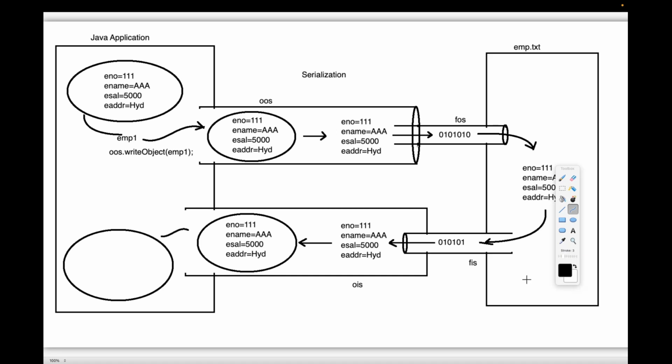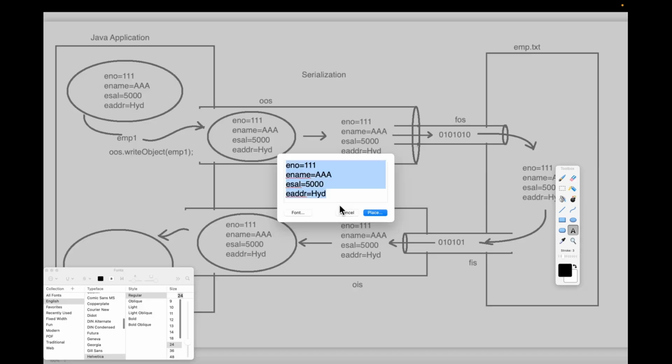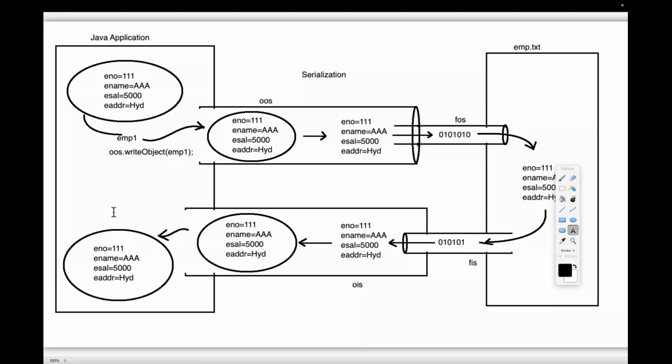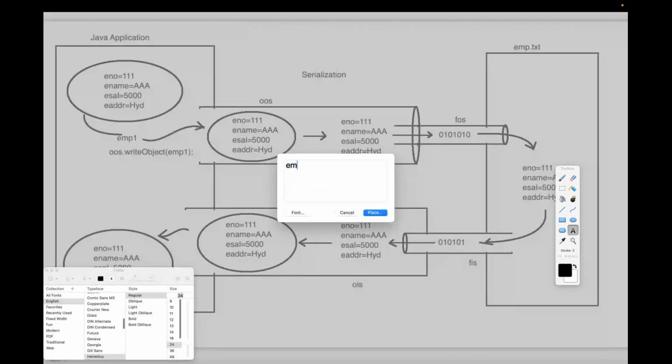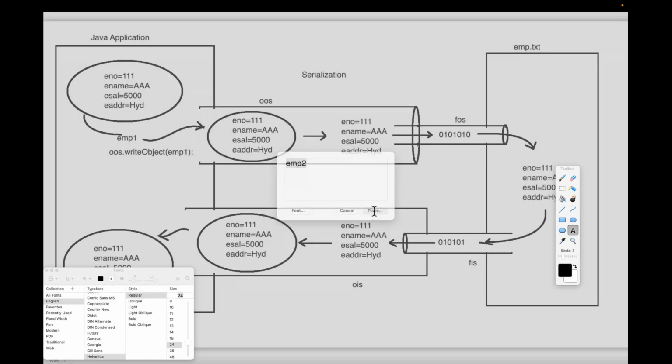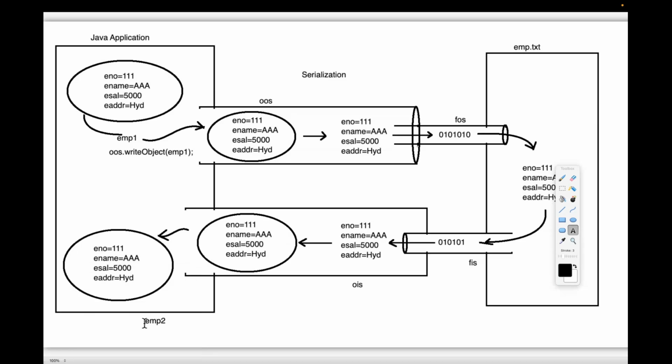All right. So now here we are getting this object. Now inside this object, what data is available? Exactly the data which we serialized, the same data we are able to get. Okay. Now I'm going to take the emp2 reference variable. The emp2 reference variable exists here.